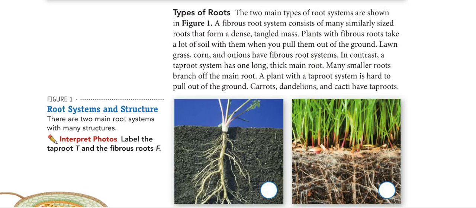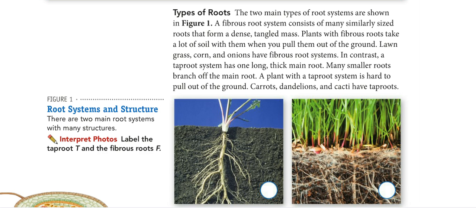There are two types of roots. You can see them both in Figure 1 here. A fibrous root system consists of many similarly sized roots that form a dense, tangled mass. Look at the pictures and think about which one you think that is describing. Plants with fibrous roots take a lot of soil with them when you pull them out of the ground. Lawn grass, corn, and onions have fibrous root systems.